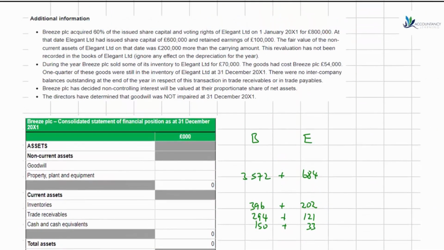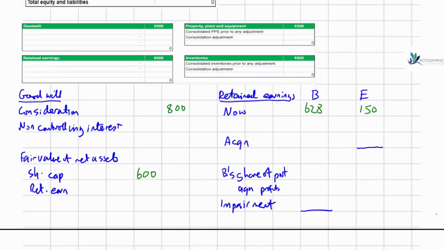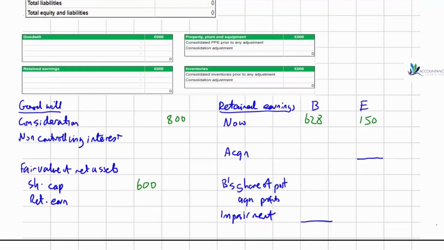So we're going to change colours now. We're going to go to a purple colour to go through all the additional information. And here the numbers will need to appear twice because we're going to be doing some double entries. So first it says Breeze PLC acquired 60%. So 60% is more than 50%. So that's confirming that we have a subsidiary. We have control over the subsidiary, don't we? So 60%. So we need to put that number somewhere into our answer. So where is it going to appear? Well, we need to recognize that if we're taking control of 60%, that means our non-controlling interest will be 40%.